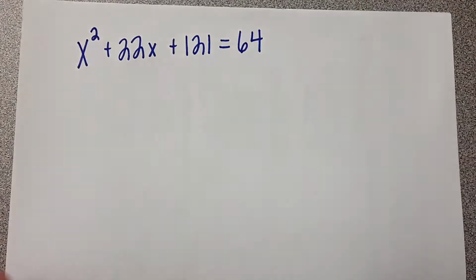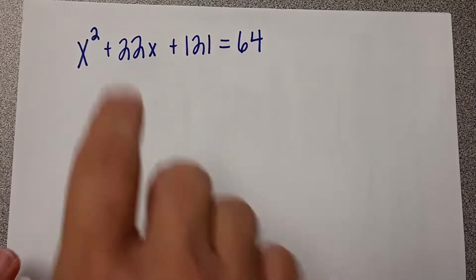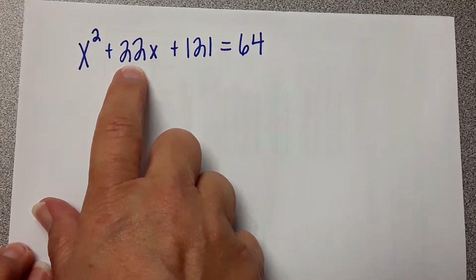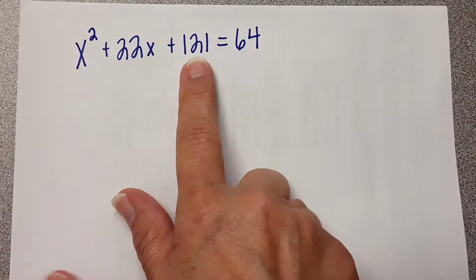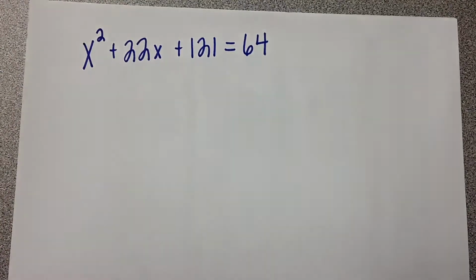Can you take the square root of 121? What is the square root of 121? It is 11. If you double 11, what do you get? 22. So does that equal B? So if you can take the square root of C and double it and get B, then you can go straight into the square root method.